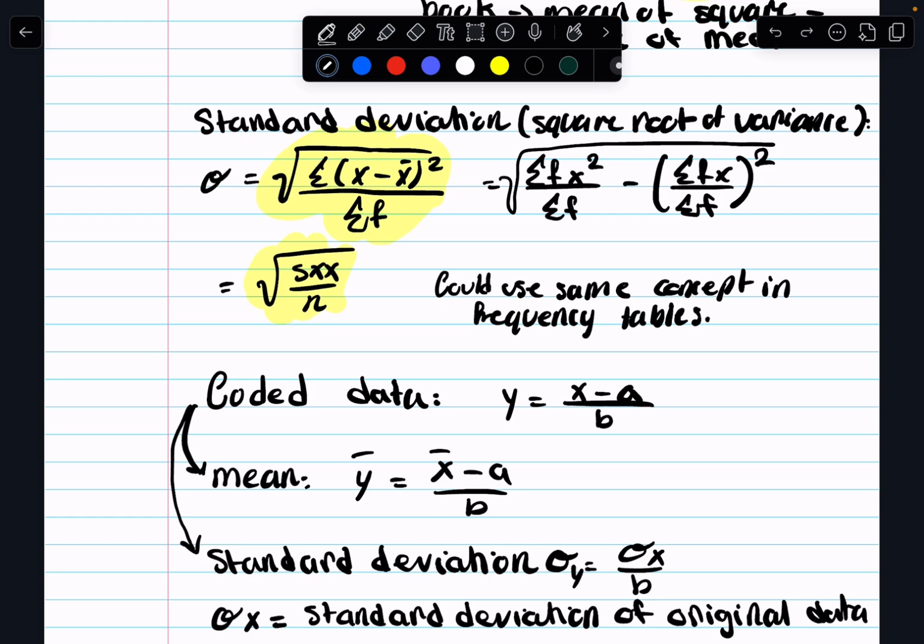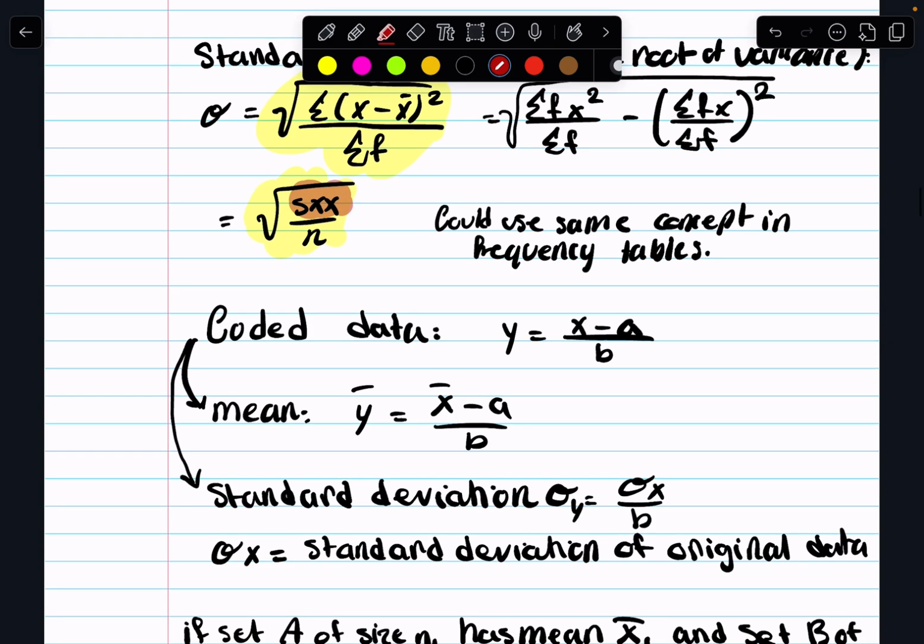So again, the same concept could be used in frequency tables, just the way you could find variance in frequency tables. This is given in your data booklet, but you need to know that standard deviation is radical variance.